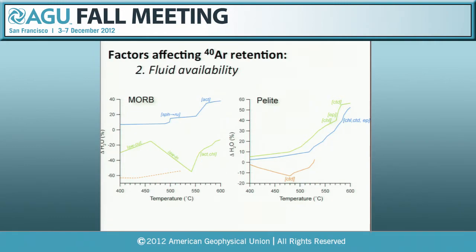The growth of lawsonite actually requires hydration. So we can imagine that the small porosity fractions correspond well with the devolatilisation histories here in the MORB and the pelite. There's not going to be much water around in a subducting MORB to remove much argon.